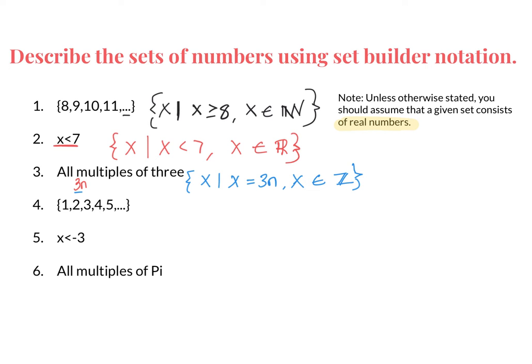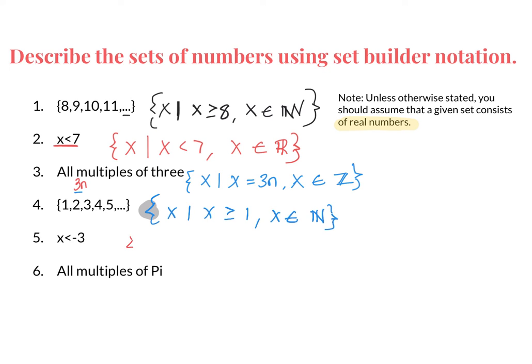For number 4, it looks like we're starting with the number 1. So these are my counting numbers, so I am in the set of my natural numbers. And then it looks like x is going to be greater than 1. So I am going to open up my brackets, x such that x is greater or equal to 1, where x is an element of my natural numbers. Close bracket.